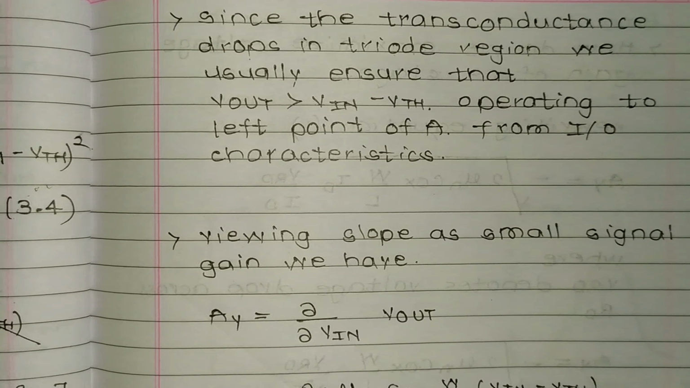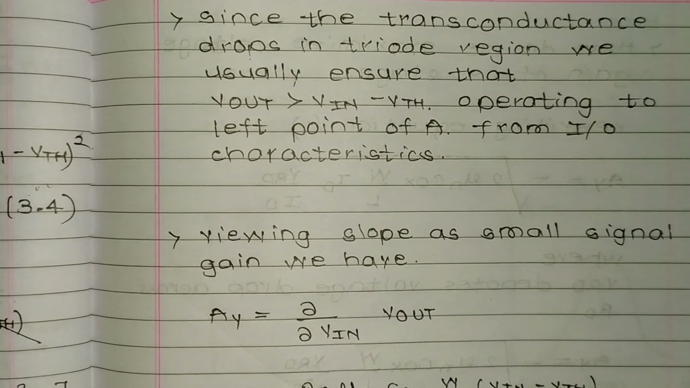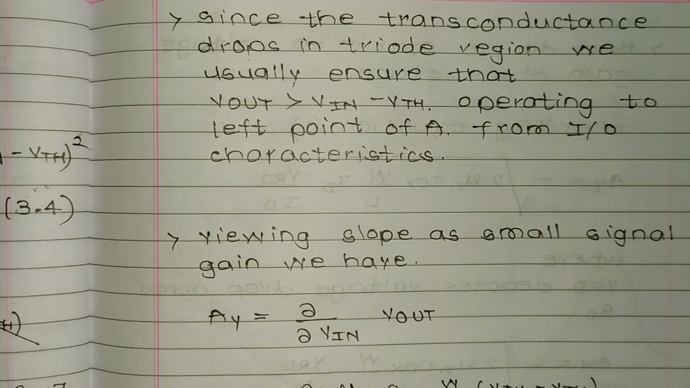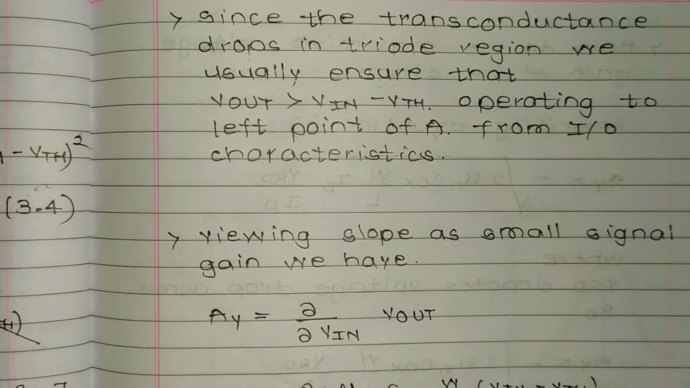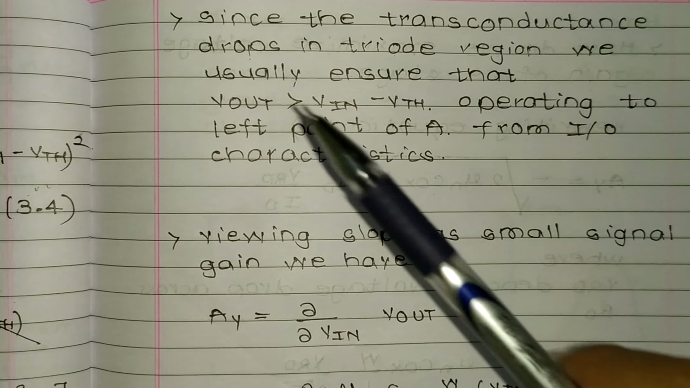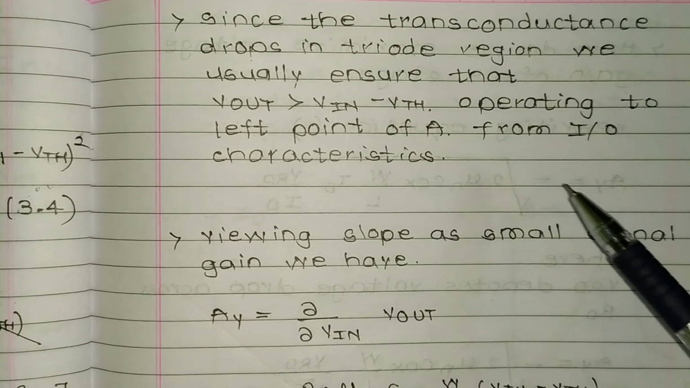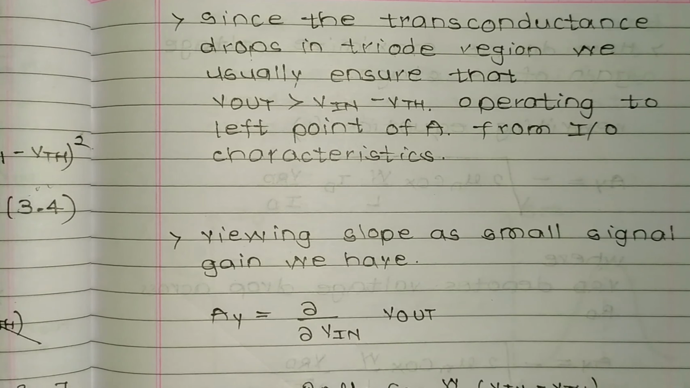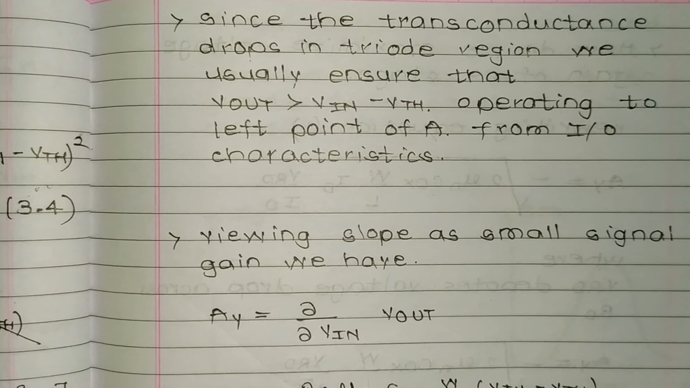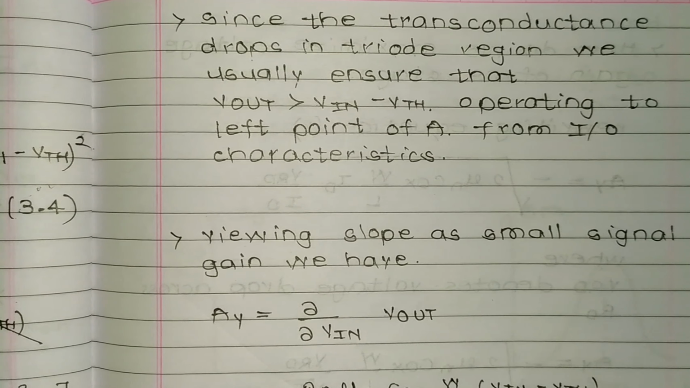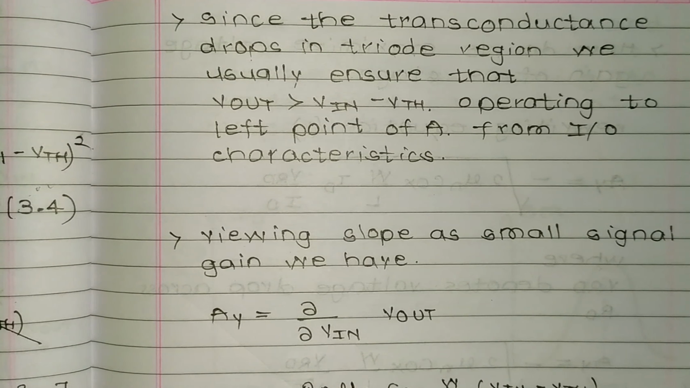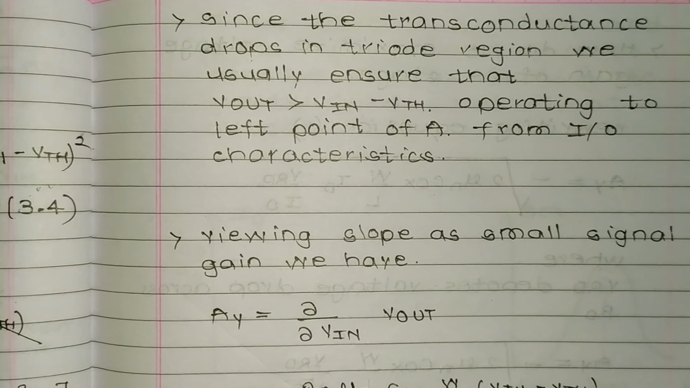Since the transconductance drops in the triode region, we usually ensure that Vout is greater than Vin minus VTH, operating to the left of point A in the IV characteristics. So we should not use the triode region, because of the drop in transconductance.